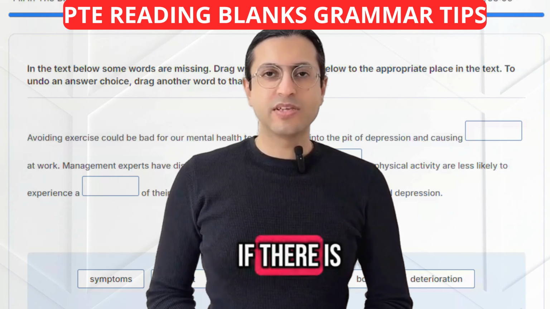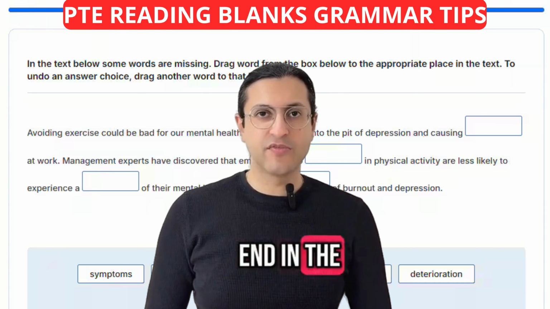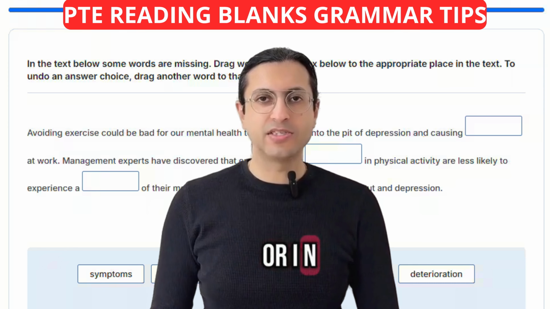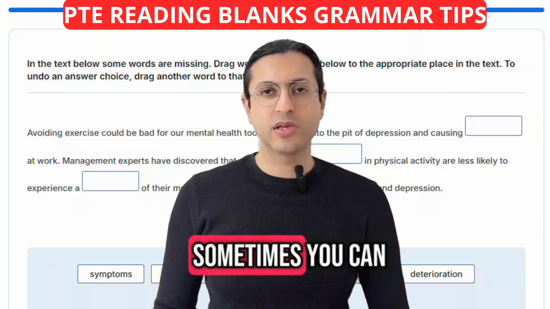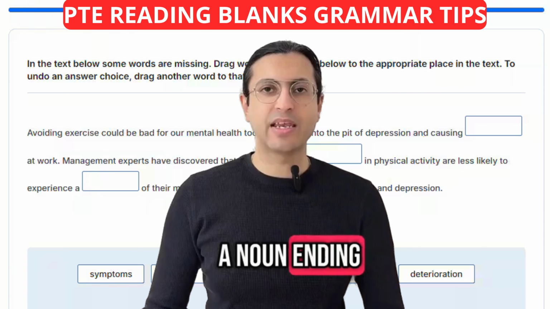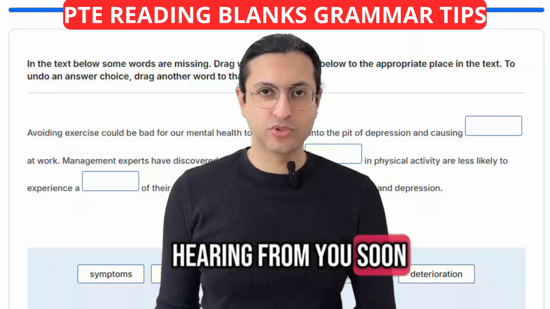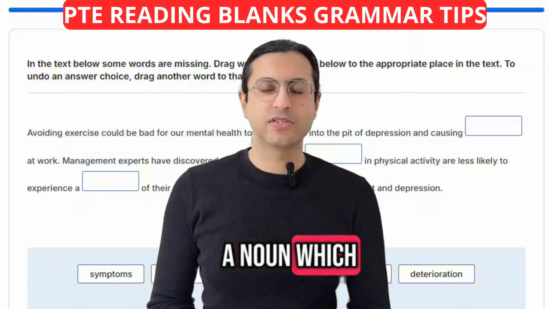The next rule is if there is any blank after the word to, and if it's a verb, generally it will be in the first form, like to eat, to sleep. There won't be ed form or ing form after to. But sometimes there is an exception to this rule. After to, sometimes you can have a gerund. A gerund is a noun ending with ing. For example, I look forward to hearing from you soon. So when you say to hearing, it is not a verb. It's a form of a noun which is called a gerund.